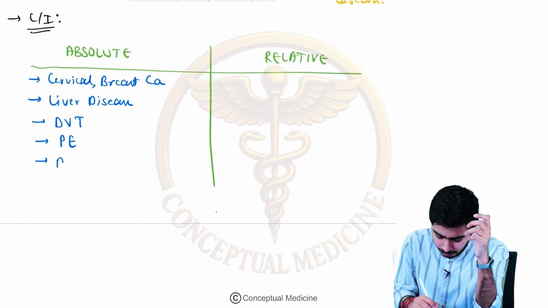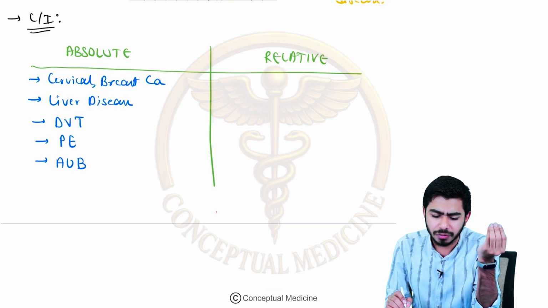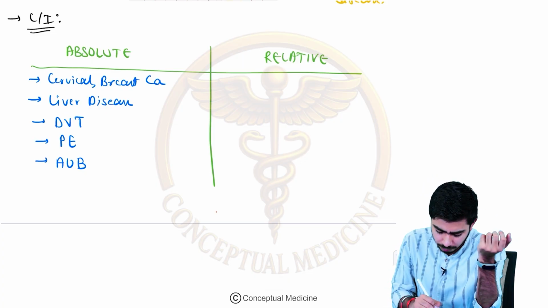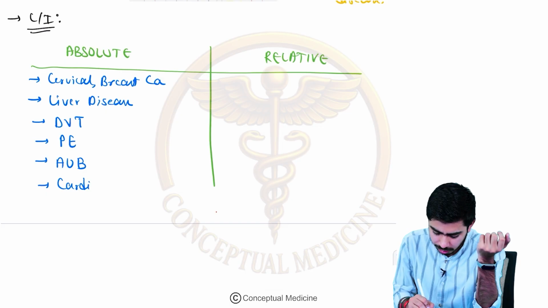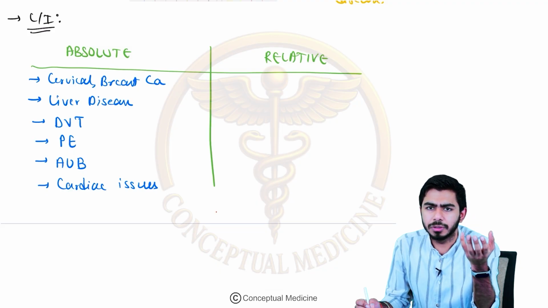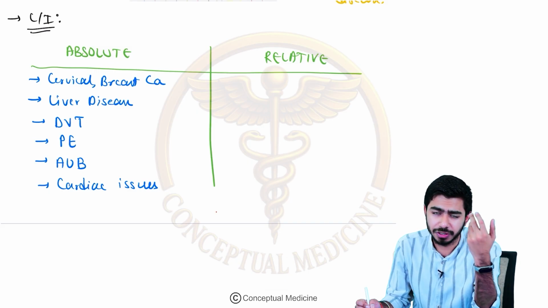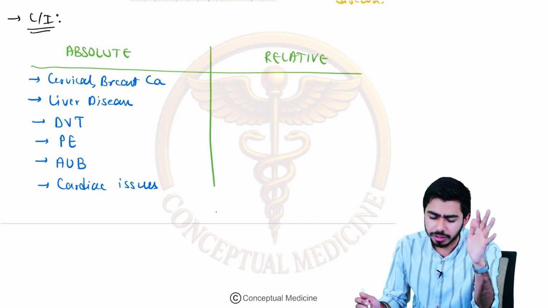If a patient has abnormal uterine bleeding, AUB, we should avoid this as well. If a patient has some kind of cardiac disease, for example CAD episodes, or some heart disease such as ischemic heart disease or angina, we should avoid these pills.